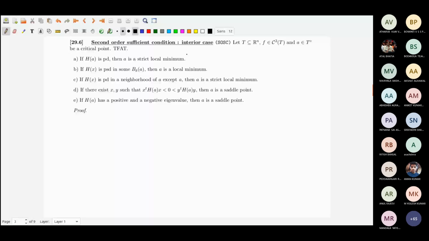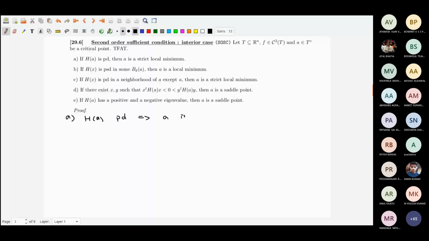Because it is a sufficient condition, you will say it like this. Suppose that I have a critical point. Here are the conditions. If they are satisfied, I would conclude that it is a point of local minimum. The first condition, item A, is that if HA is a positive definite matrix, then A is a strict local minimum.